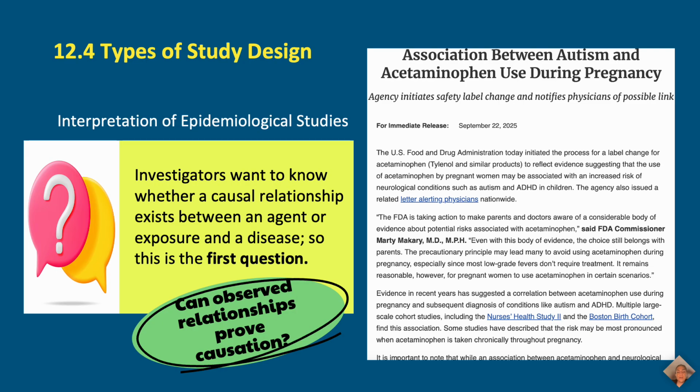So we want to know as researchers whether or not this causal relationship exists between an agent or exposure and a disease. Again, the main thing here we're thinking about is causal. So this is the first question. Using a comparison, a causal relationship exists when that agent or exposure. So think of this in terms of cancer, right? You have a gene, it's exposed to whatever is triggering it, and then is that cancer occurring more frequently than the baseline?